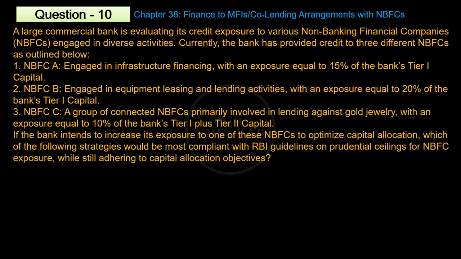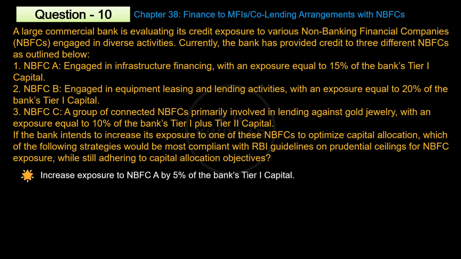First one is NBFC A, which is engaged in infrastructure financing with an exposure equal to 15% of bank's tier 1 capital. Then next is NBFC B, which is engaged in equipment leasing and lending activities with an exposure equal to 20% of bank's tier 1 capital. And lastly, NBFC C, which is a group of connected NBFCs primarily involved in lending against gold jewelry with an exposure equal to 10% of bank's tier 1 plus tier 2 capital.